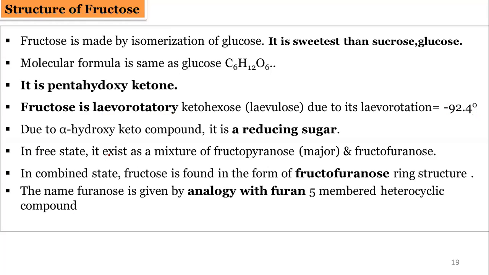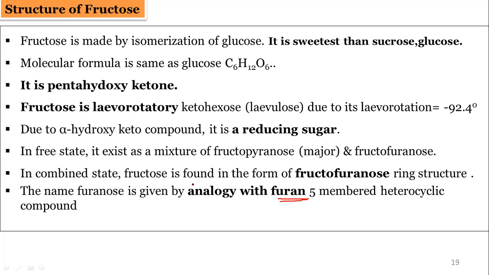In the free state, it exists as a mixture of fructopyranose and fructofuranose. In the combined state, fructose is found in the form of the fructofuranose ring structure. Just as glucose is analogous to pyran, fructose is analogous to furan. It is again a heterocyclic compound. It is a 5-membered heterocyclic compound.